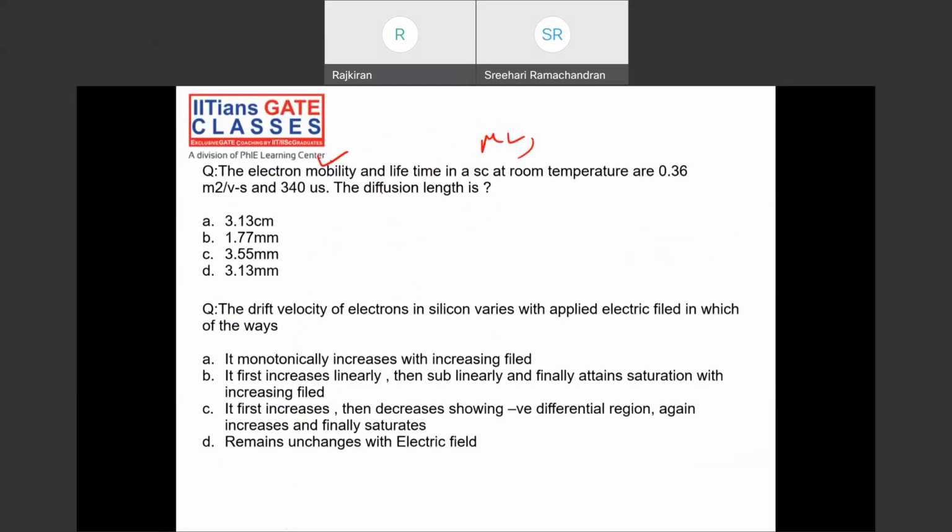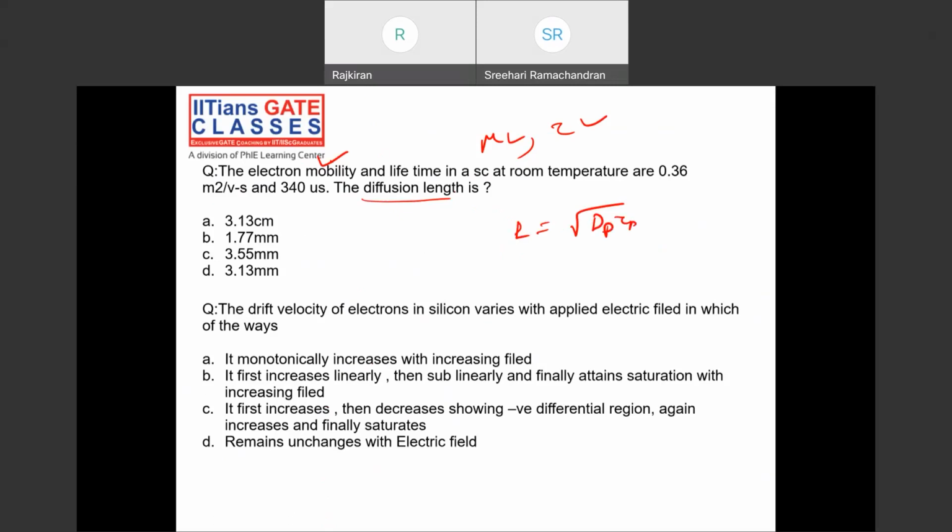Mu is given, lifetime tau is given. We are asking what is the diffusion length. Who knows? Diffusion length is equal to root over of Dp into tau p.